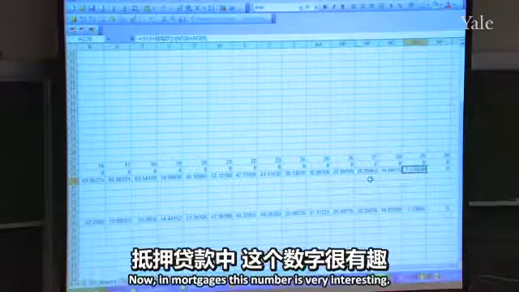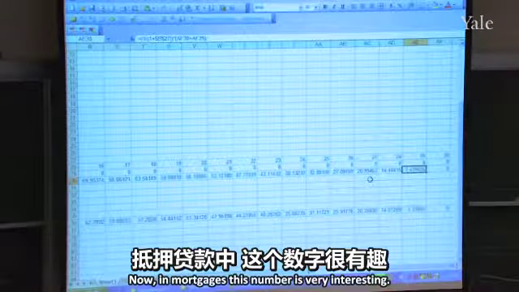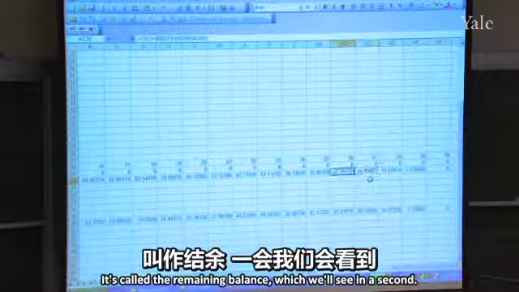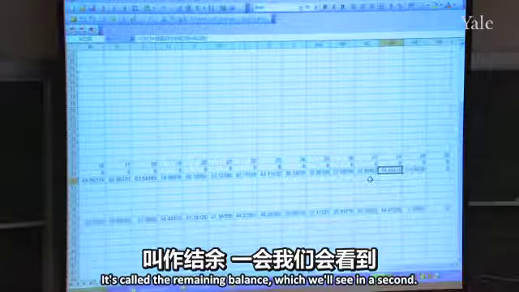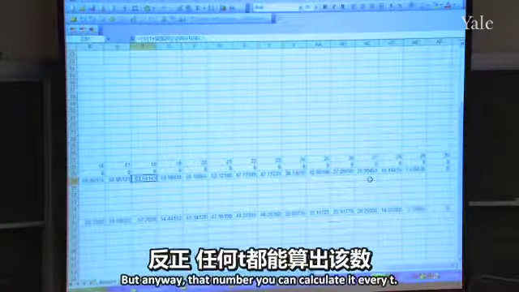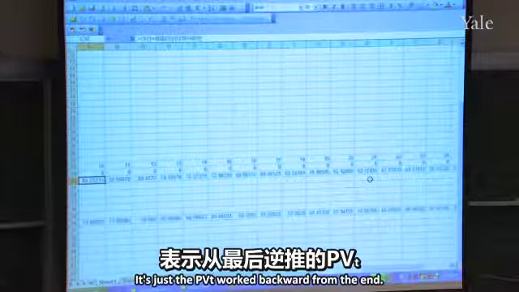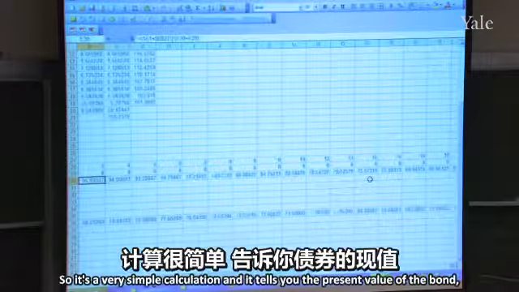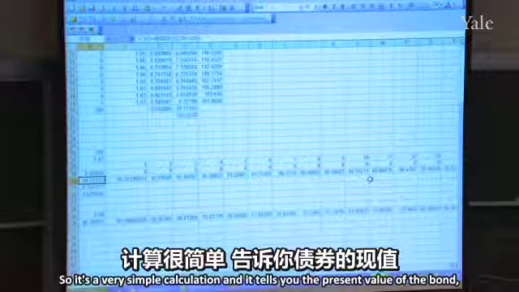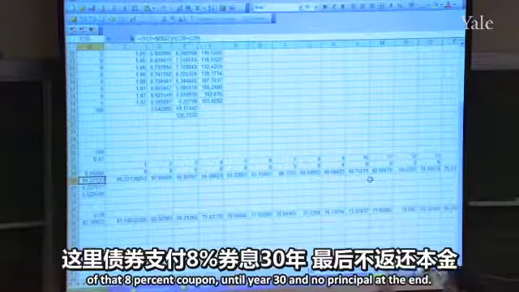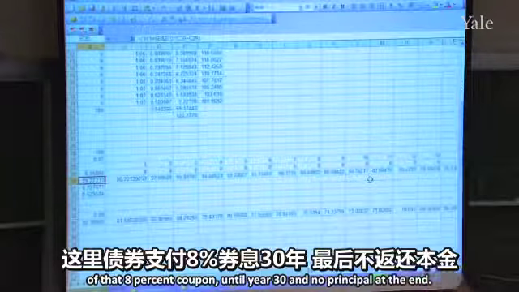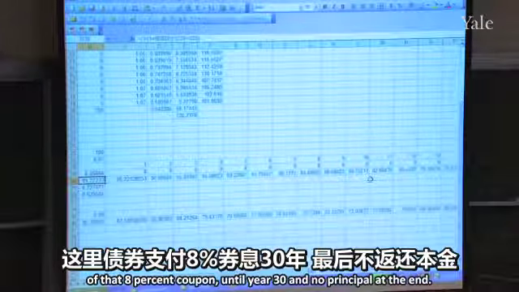Now, in mortgages, this number is very interesting. It's called the remaining balance, which we'll see in a second. But anyway, that number you can calculate at every t. It's just the PVT worked backwards from the end. So it's a very simple calculation, and it tells you the present value of the bond, of that 8% coupon till year 30 and no principal at the end.